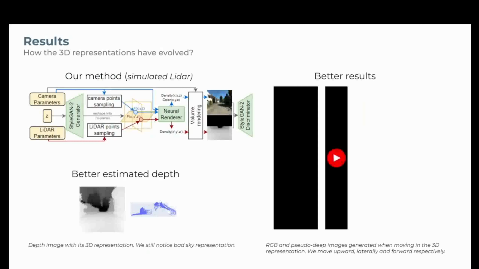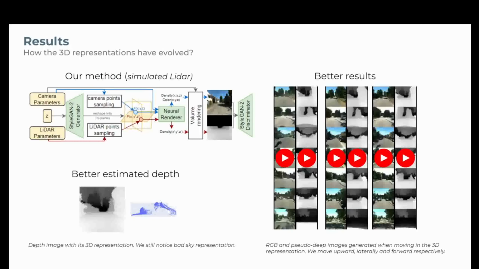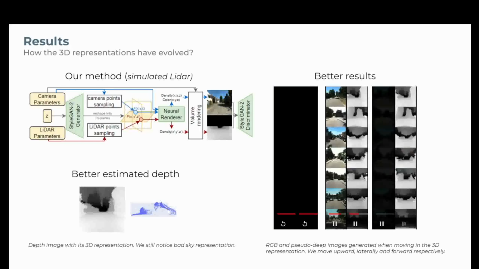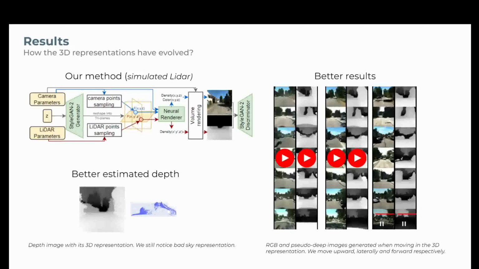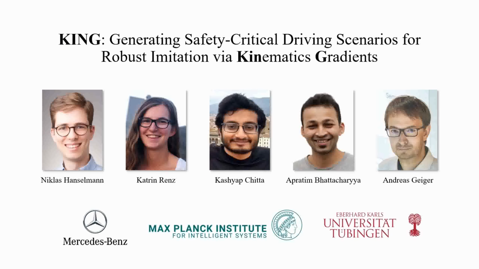To fully exploit the urban scenes datasets, we decided to incorporate LiDAR information in the pipeline. By doing so, results look better. We are able to generate urban scenes while being able to freely move inside generated scenes, for example upward, laterally, and forward. More details about how we incorporate the LiDAR can be found in the paper. Thanks for your attention.